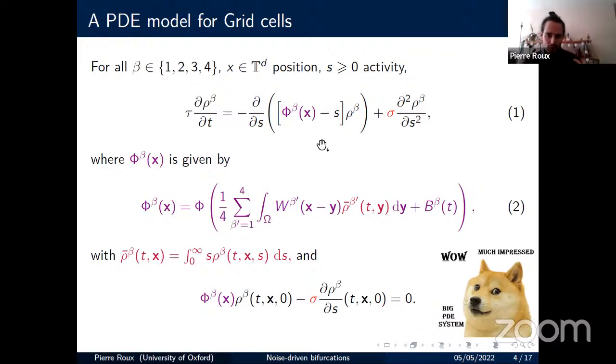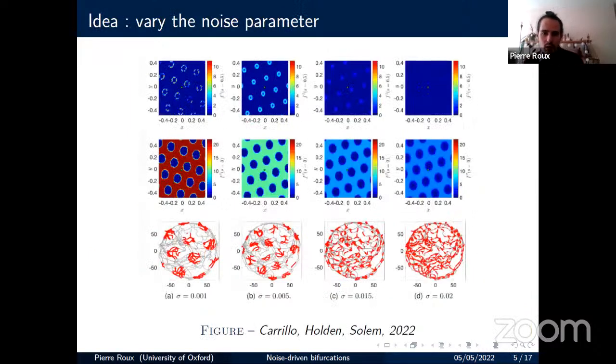So what we will do to perform mathematical analysis is to simplify it to only one direction. And you can check in our paper on arXiv that, in fact, you can generalize the mathematical analysis for one direction to four directions without a lot more computations. So the strategy to try to identify this specific hexagonal firing pattern is to vary the noise parameter. You can see here in the previous study by Carrillo, Holden, and Solem that when you change the noise parameter, you lose the hexagonal shape. Like when sigma reaches 0.02, you have almost lost the specific pattern that helps the animal orientate in space.